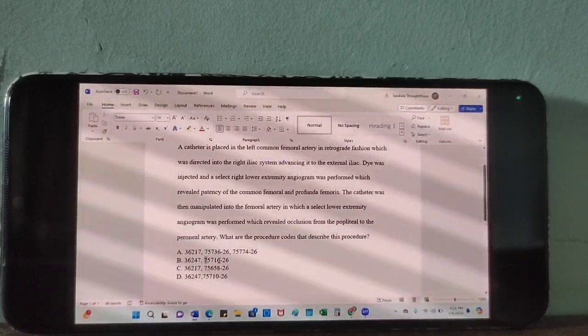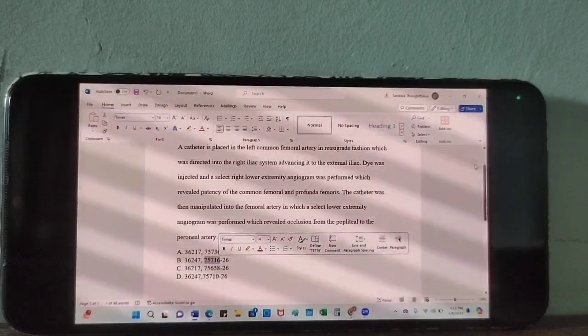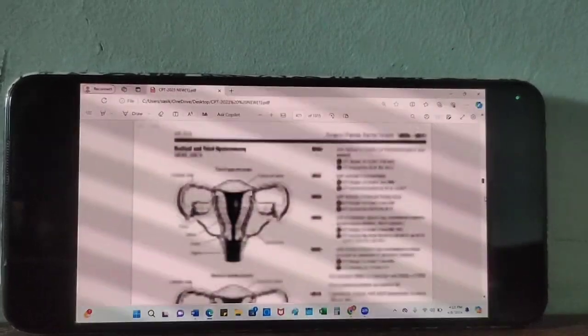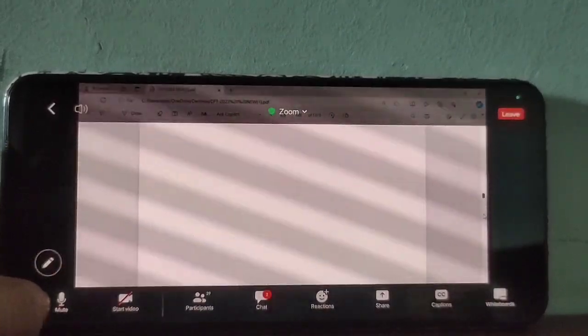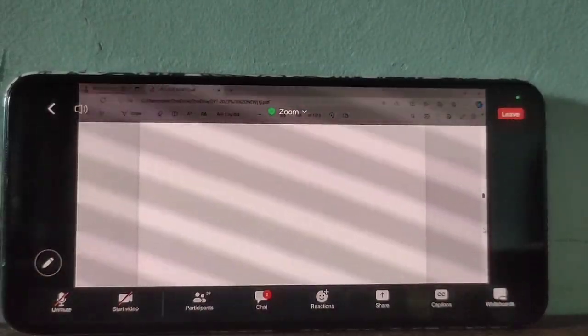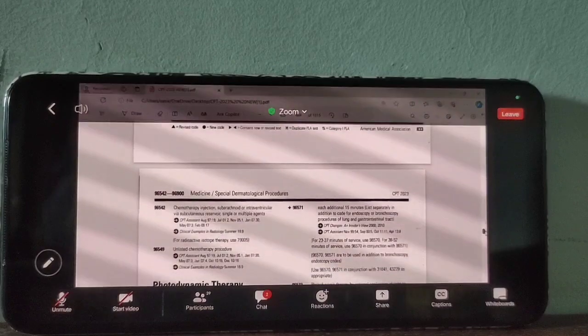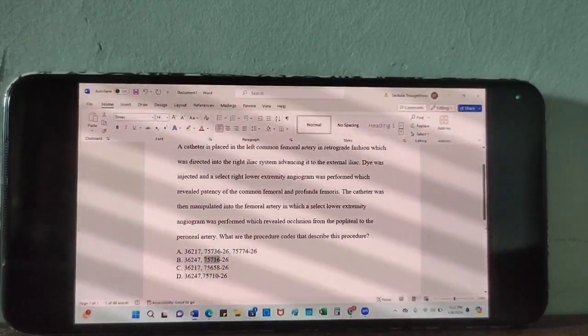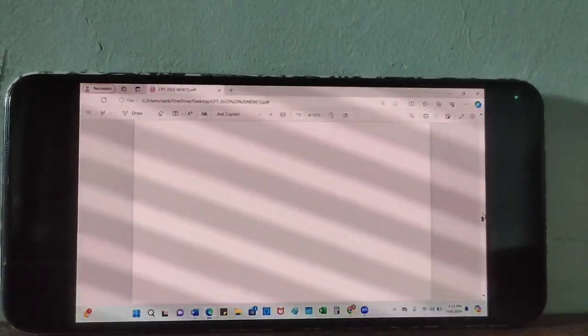And 75716 is for angiogram bilateral, am I right? Unilateral, ma'am. Oh, okay. 75716. One minute, I check that.